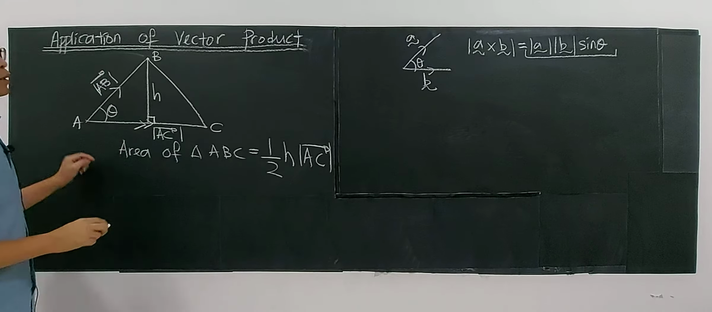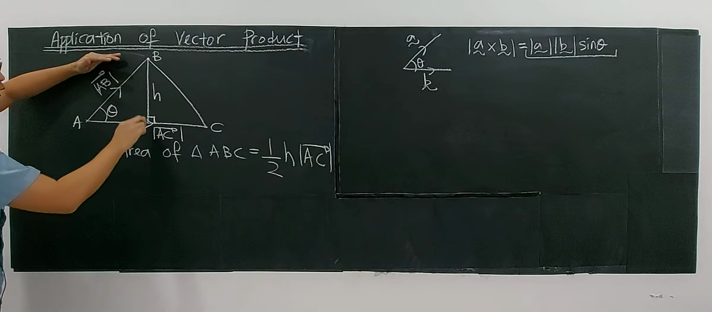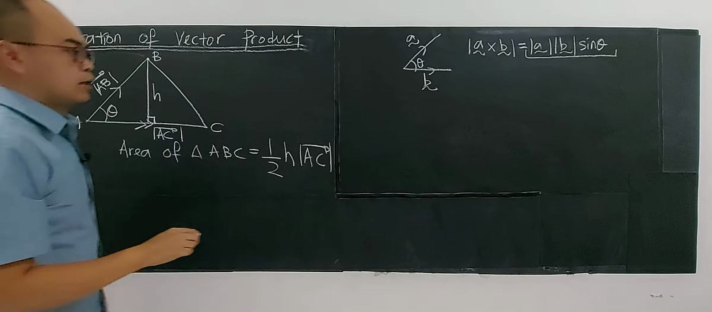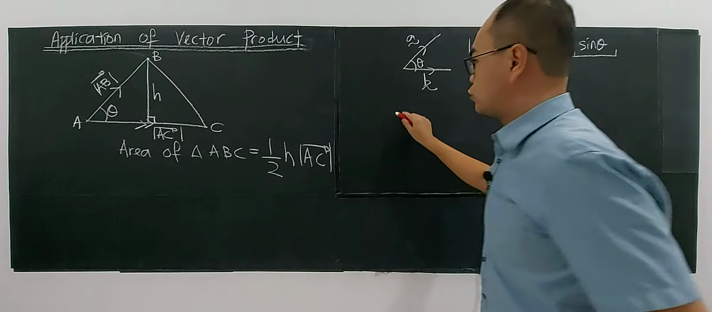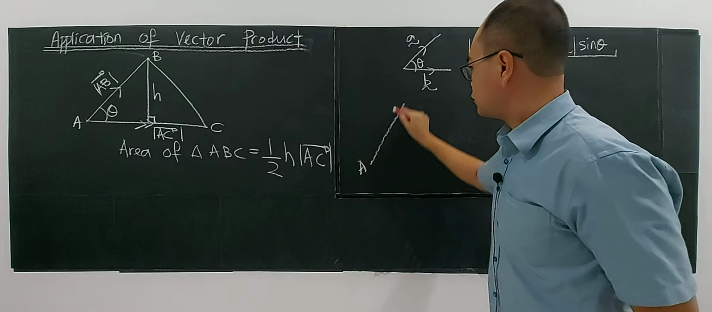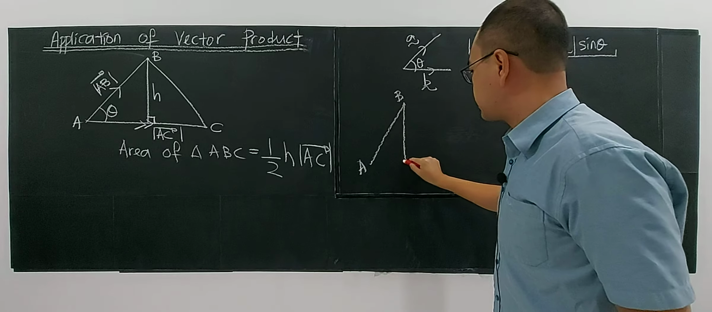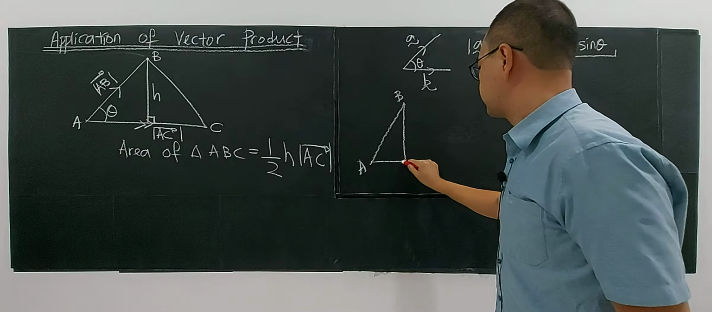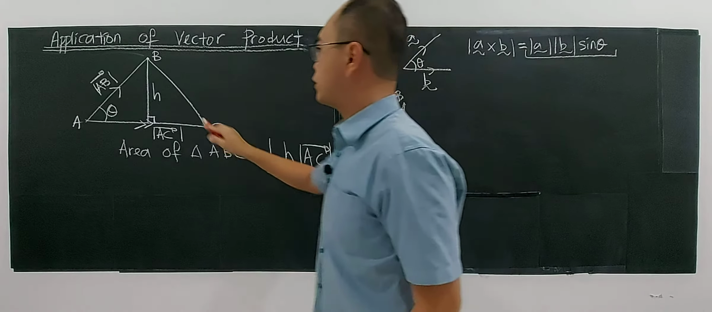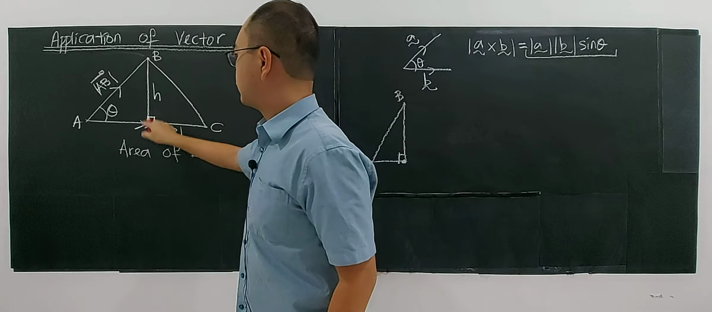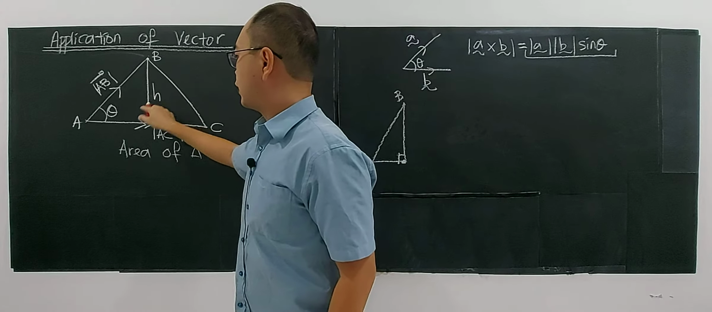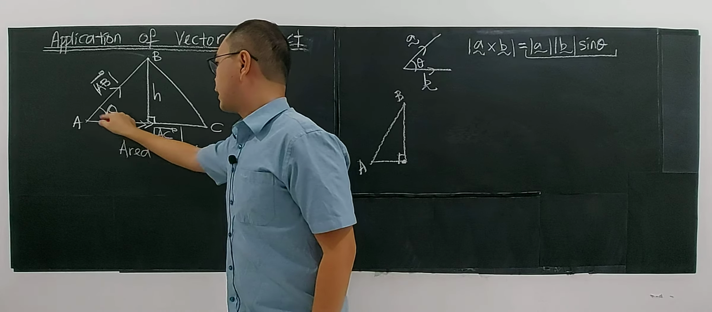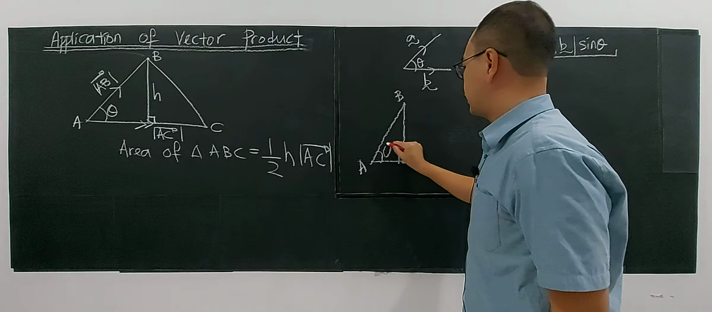Alright? So I'm going to cut out this triangle. I'm going to take out this triangle. So this triangle has AB, and the base, which will be forming 90 degrees, right? Because it's perpendicular. It's the height. So theta, and here you have theta.